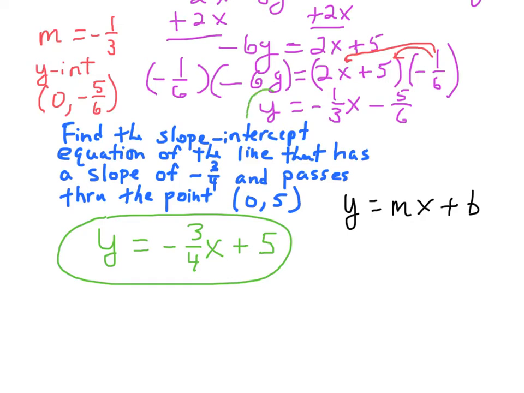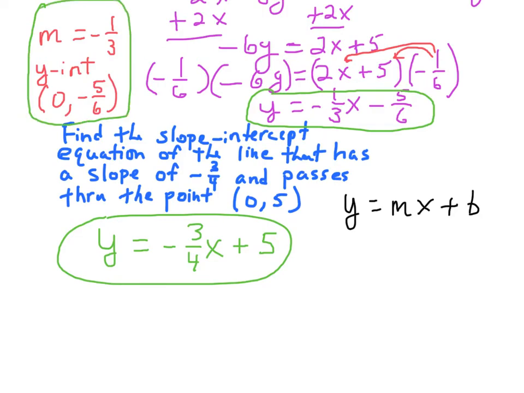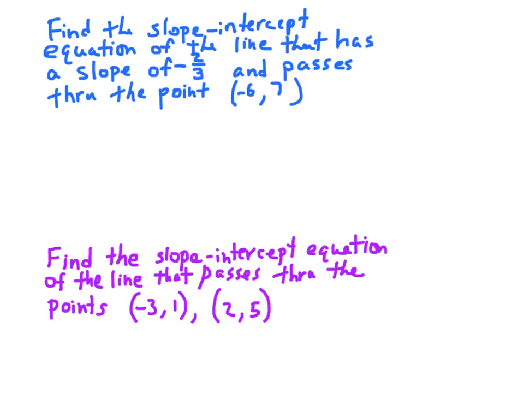And let's go ahead and circle this one up above here as my answer as well. Okay, now find the slope-intercept equation of the line that has the slope negative 2/3 and passes through the point negative 6, 7. Well, in this particular problem, they're no longer giving us the y-intercept, so again, let me put slope-intercept form.